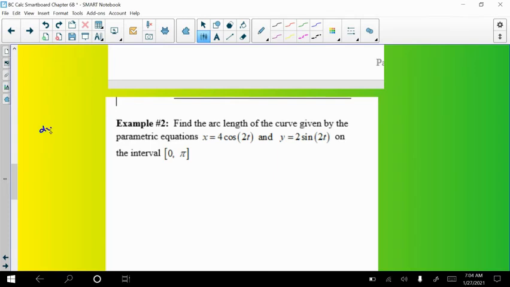So I think it's helpful in the margin maybe to say what is dx/dt. The derivative of 4 cosine would be negative 4, but there's a chain rule of 2, so negative 8 sine of 2t. And then 2 sine of 2t, so dy/dt is equal to the derivative. So it's 2 cosine with a chain rule, so 4 cosine of 2t.